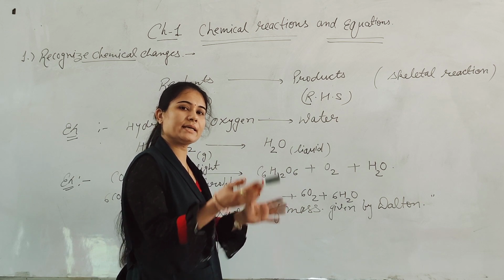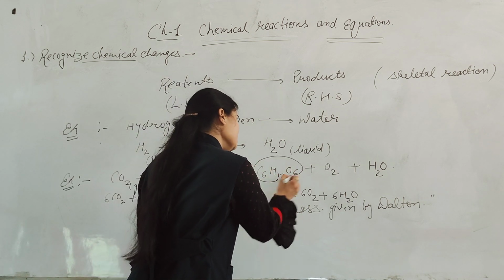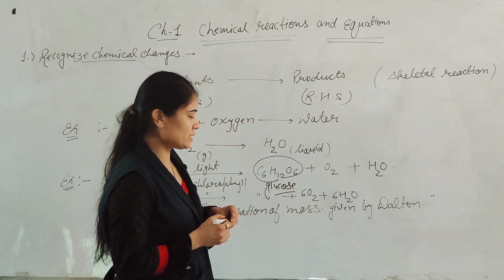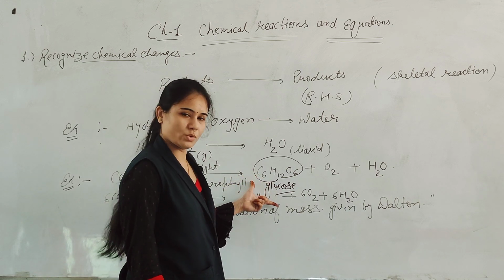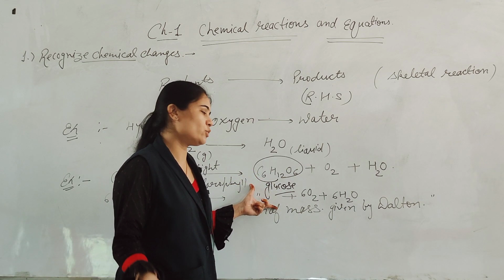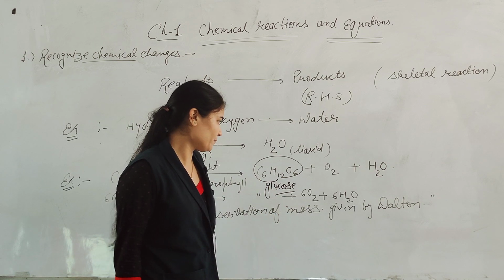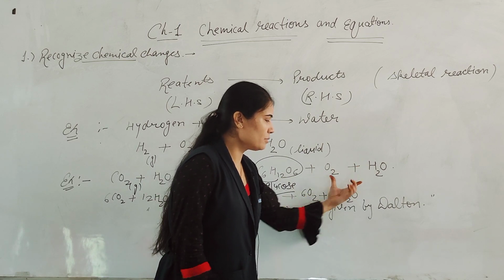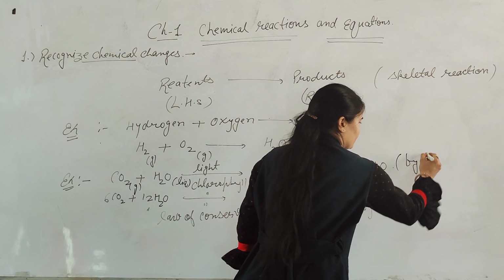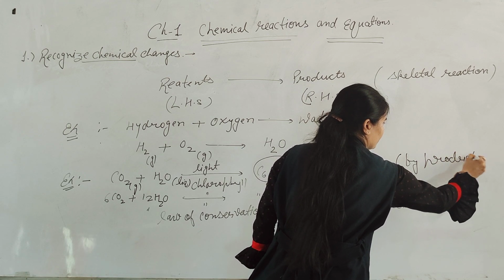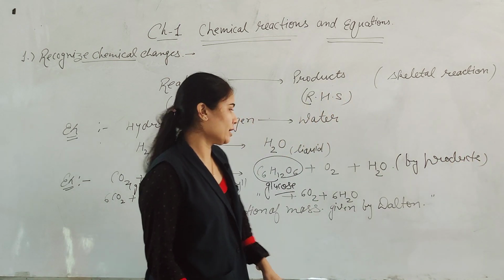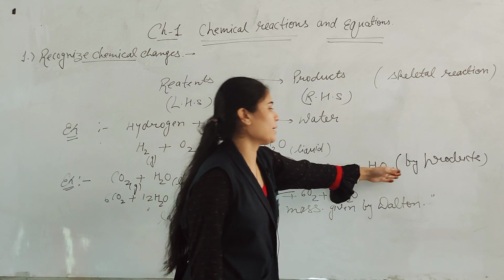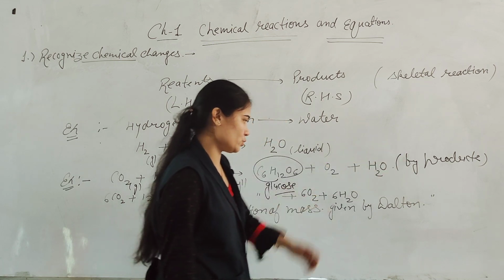C6H12O6. What is the exact chemical name of this product? This is glucose. We have already taken this type of example in 9th standard also. This is glucose. This is energy. We already know this. This is energy, glucose, plus O2 and the byproduct H2O. Both are byproducts. What exactly are byproducts? That means this is our main product, glucose, and these are our byproducts, oxygen plus H2O.